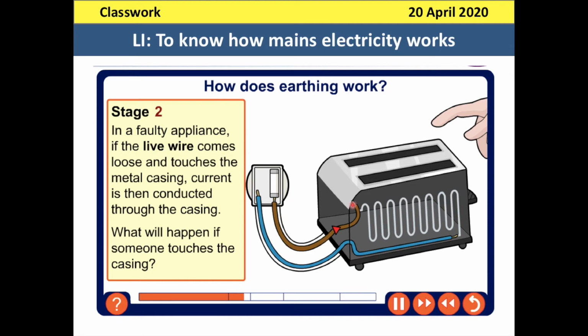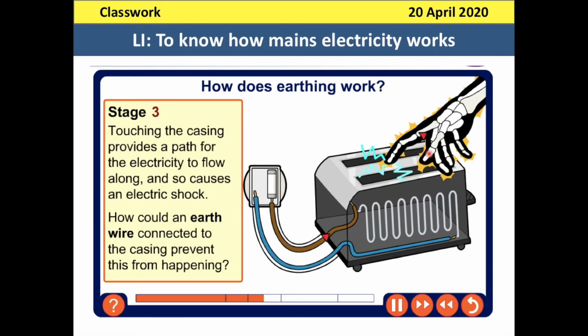Now the case of the toaster is made out of metal, which is a conductor of electricity, so the current will come through the live wire, and then instead of going through the heater of the toaster, it then goes onto the metal case, so we then have a current flowing around the metal case. That is very dangerous because if you come along and then touch it, you will get an electric shock. Now that electric shock at best might give you quite a surprise and a jump, or at worst it could cause serious injury. The earth wire prevents you from getting an electric shock if this happens, and I will show you why now.